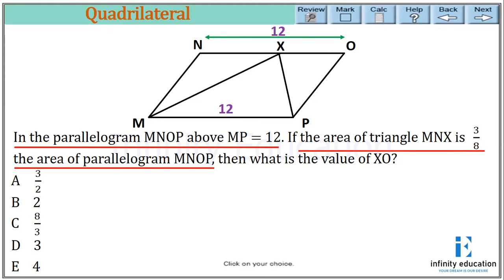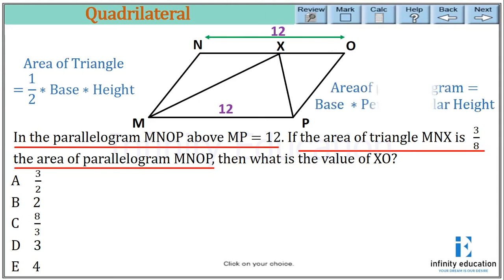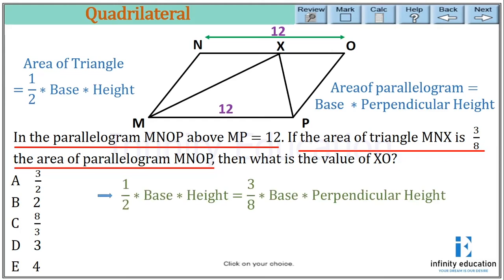To do this one, we need to know the formula for the area of a triangle and the area of a parallelogram. We know the area of a triangle is half times base times perpendicular height, and the area of a parallelogram is base times perpendicular height. It is written that the area of triangle MNX is 3/8 of the area of parallelogram MNOP. So we get half times base times height equals 3/8 times base times perpendicular height. Don't be confused, both the bases are different. One base is of the triangle, another base is of the parallelogram.